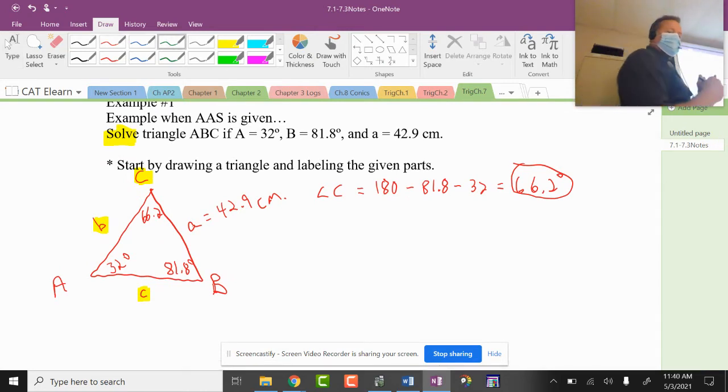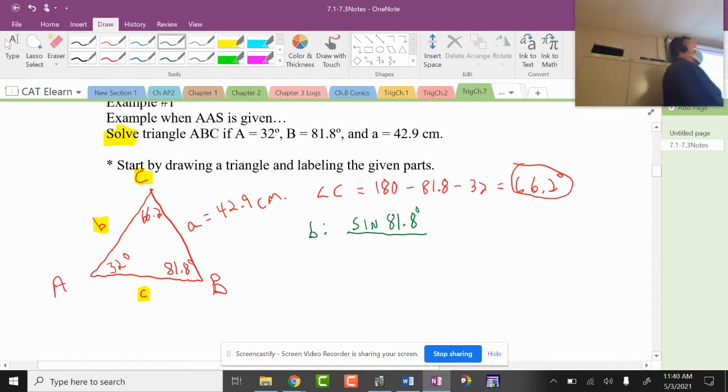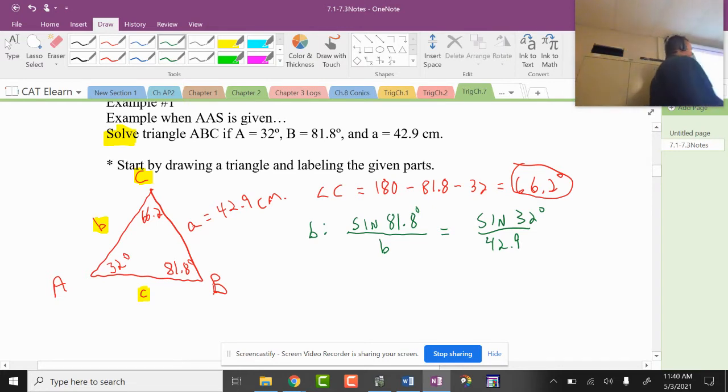Oh, I guess I'll change color just for a different step. The next one, I can find any of these remaining sides, but I'm going to find the one that I could have found right away, which was B, because I had angle B. So it's sine of angle B. It's always so goofy. Those that don't do their homework or whatever, they just set up a ratio, 81.8 over B. No, it's the sine of 81.8. You sine an angle measure divided by B equals, and then notice what's given. Sine of 32 over a, which is 42.9 centimeters. I don't need to write centimeters.